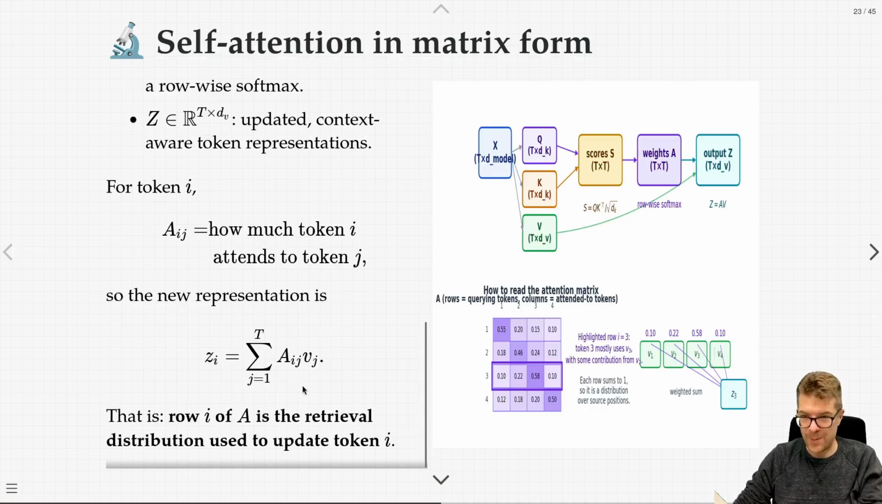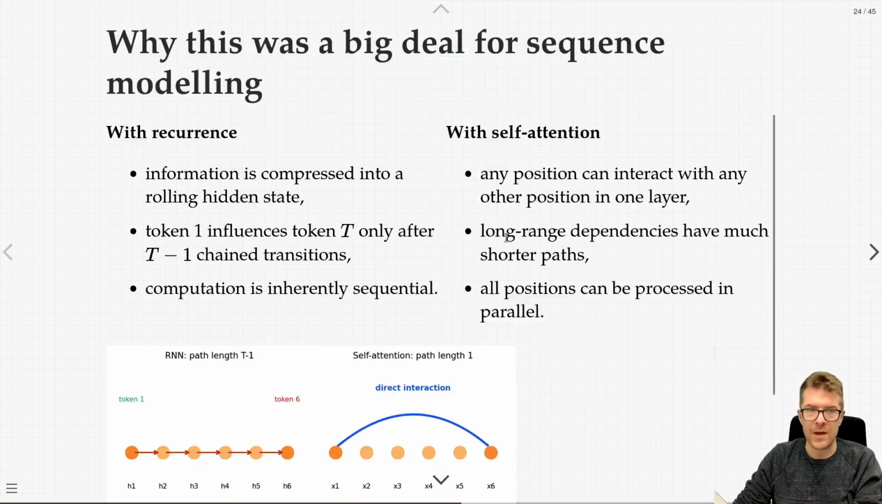We've talked about this several times, so hopefully this makes sense to you now. We have our inputs. We take our queries, keys, and values, get our scores, get our weights, and then this produces specialized representations for every word. And the specialization is based on the context of the sequence as a whole. So why is this a big deal for sequence modeling?